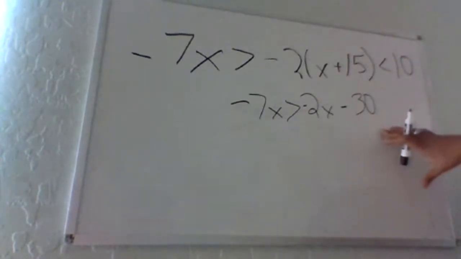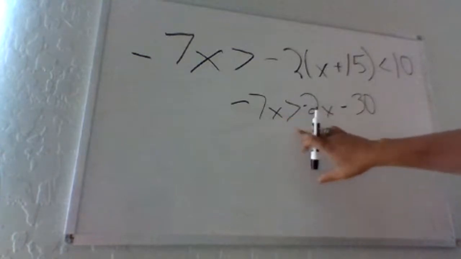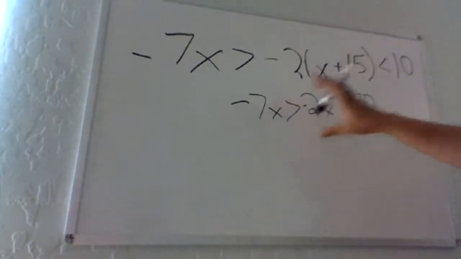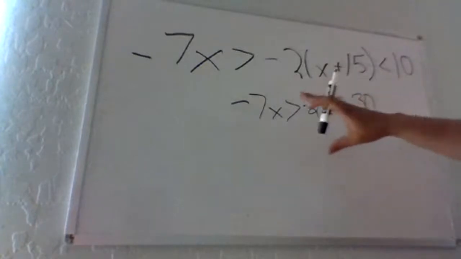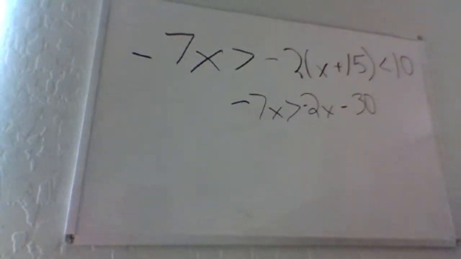For Alma, keep in mind our goal here is to get the x on one side of the inequality and all the numbers on the other side. So how are we going to do that from here? So we add 2x. Okay. Why are we adding 2x? Can you explain to us why we're adding 2x? Can we do minus 7x plus minus 2x equals minus 5x?